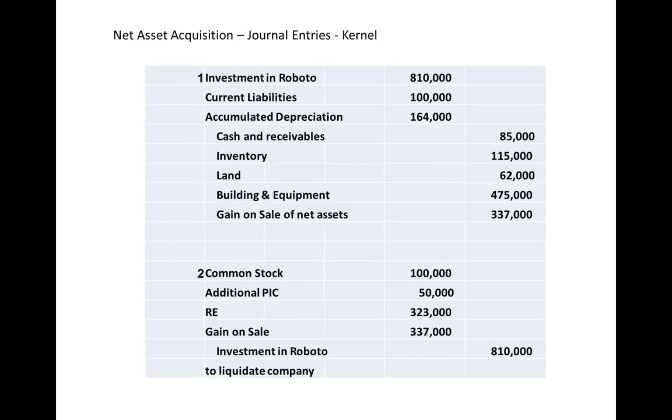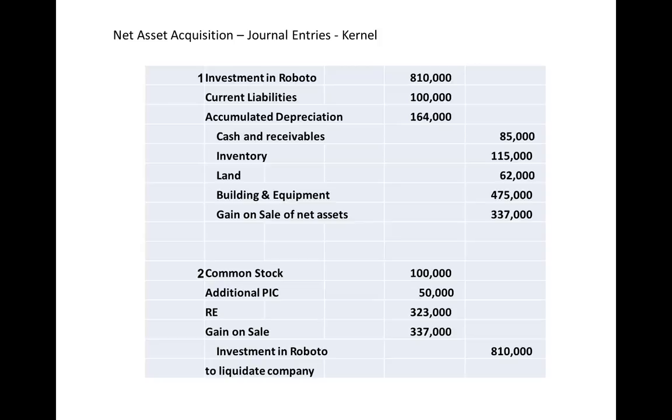We're done with the journal entries for Roboto. Let's look at what Kernel does. Kernel is going to remove all of their assets, crediting the assets, debiting the liabilities, and then what they're going to end up with is an investment in Roboto for the $810,000. That's how much money Roboto gave them. So we'll record that as an investment.